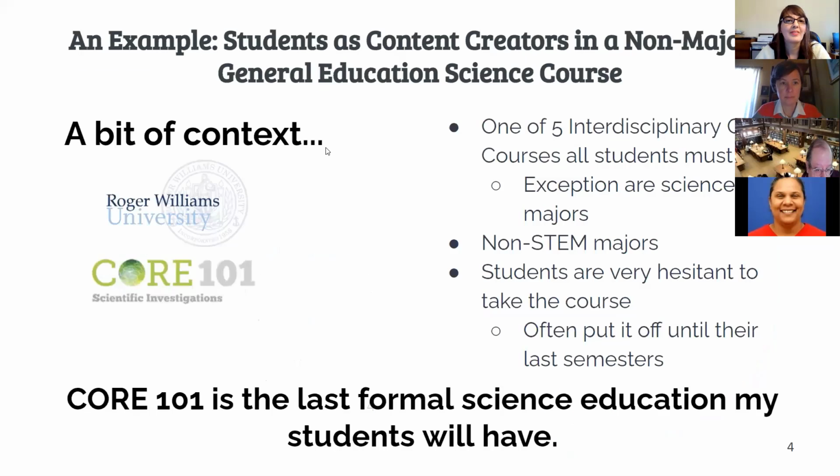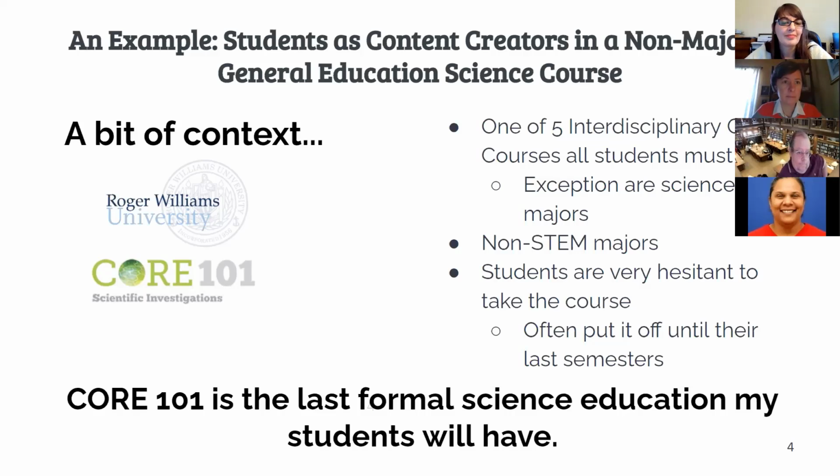So we're going to shift gears a little bit. Anna and Daniel were really gracious to tell us about their statewide initiative, but we're actually going to talk about a course initiative. I teach a general education science course called Core 101 at Roger Williams. It's one of five interdisciplinary courses that all students have to take at our institution. The only exception to that is the science majors.